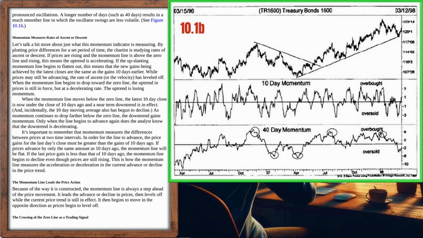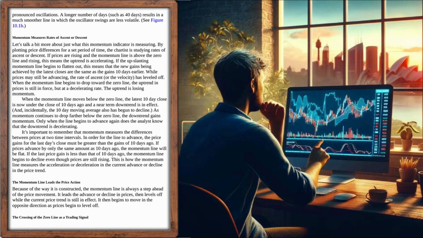Let's talk a bit more about just what this momentum indicator is measuring. By plotting price differences for a set period of time, the chartist is studying rates of ascent or descent. If prices are rising and the momentum line is above the zero line and rising, this means the uptrend is accelerating. If the upslanting momentum line begins to flatten out, this means that the new gains being achieved by the latest closes are the same as the gains 10 days earlier. While prices may still be advancing, the rate of ascent, or the velocity, has leveled off.